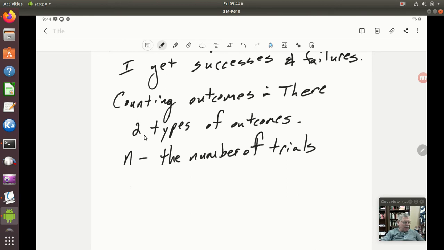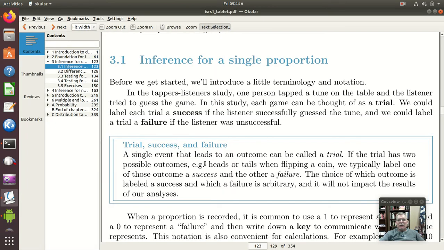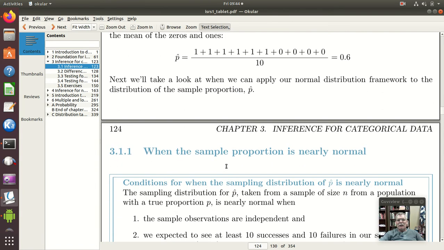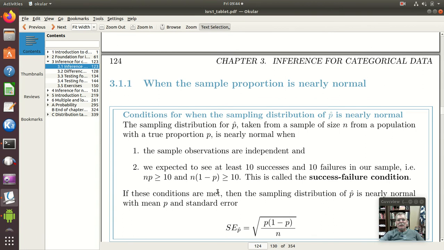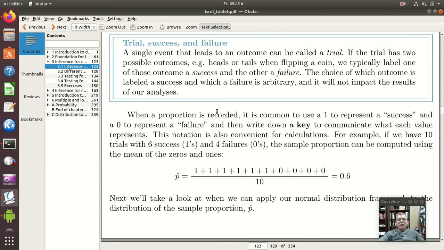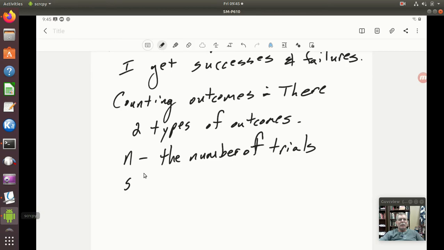So in this case, actually, what does your book call it? Do they give a letter for successes and failures? Nah, I don't think they do. I think they just call them successes and failures, and so we get to make up our own.